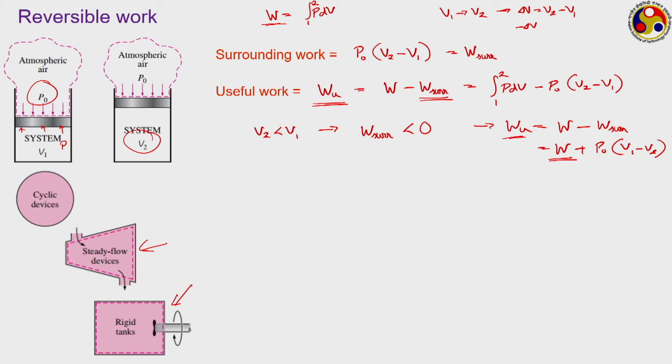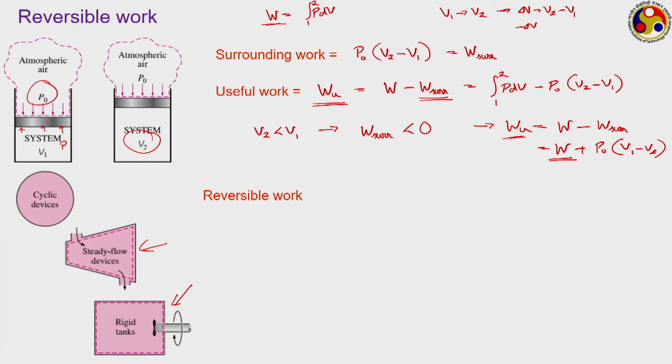You can visualize it this way: during one process of the cycle the system may be losing some surrounding work, whereas it is gaining the same amount of surrounding work during some other process in the same cycle, and therefore, over one full cycle the net surrounding work is 0. So, it does not need to be considered during analysis. However, when you are talking about a single process during which there is movement of the system boundary, we have to consider the surrounding work, and therefore, useful work will be different from the actual work.